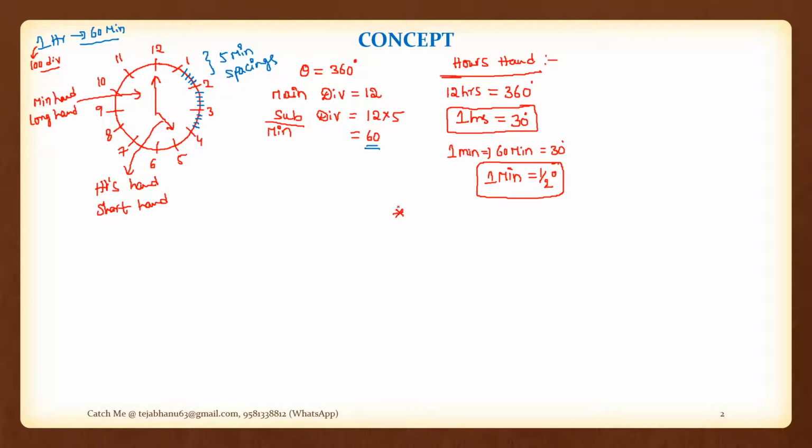Keep this point in your mind. The hours hand displaces 30 degrees in every hour and half a degree in every minute. Keep this point in your mind. This is very important.